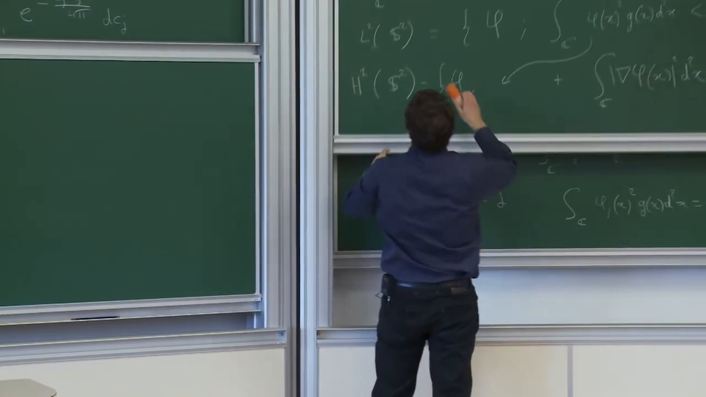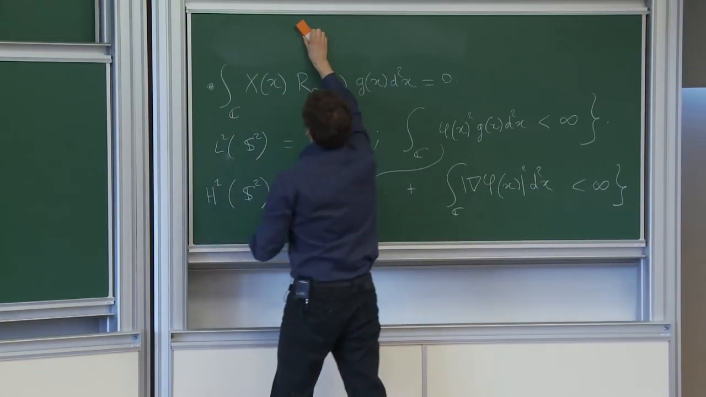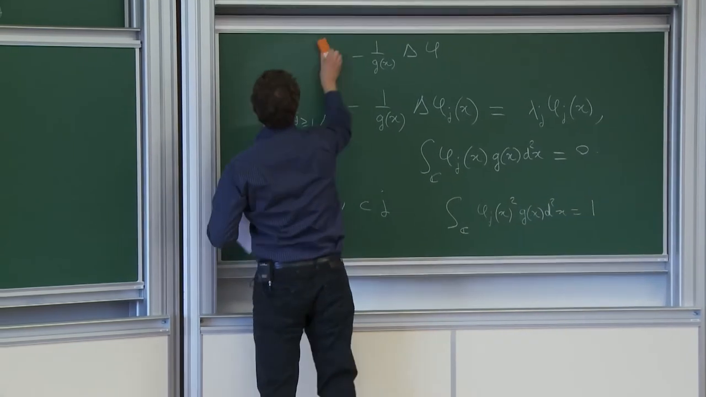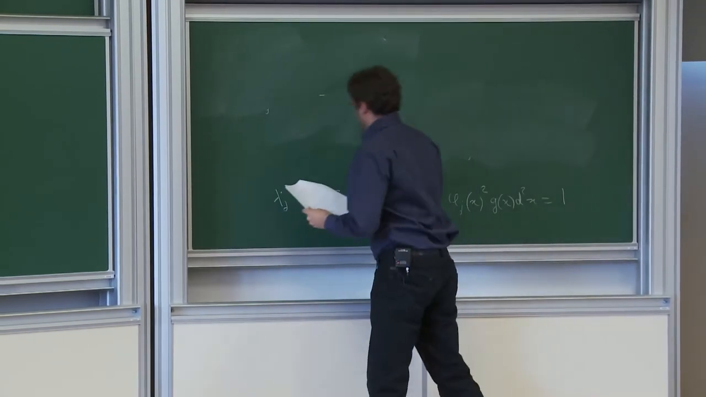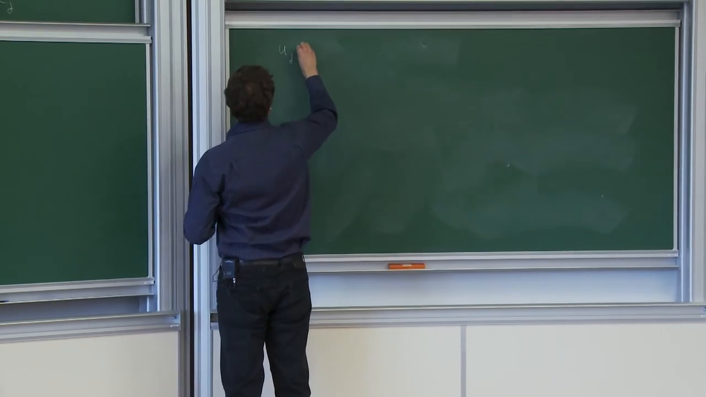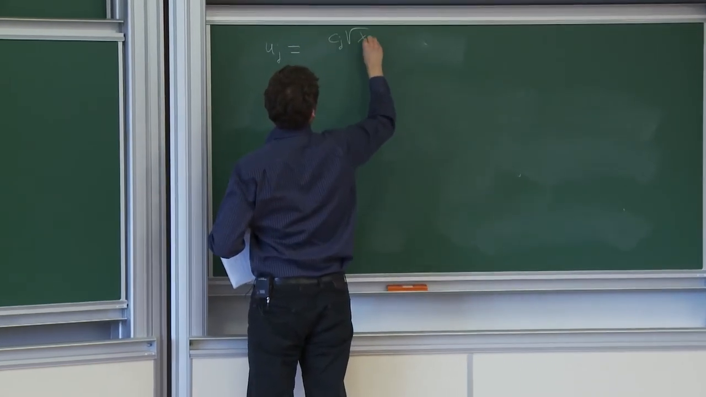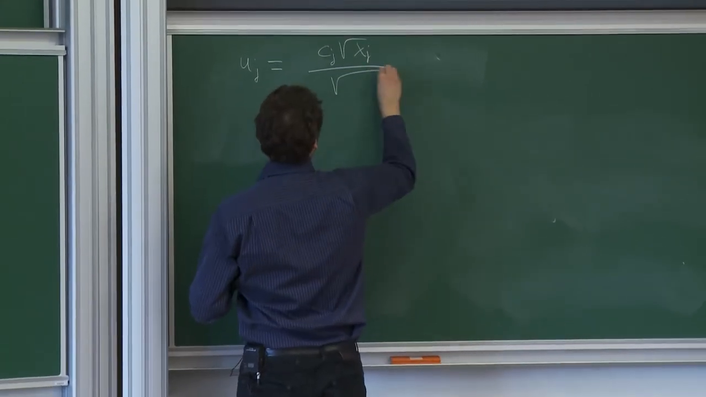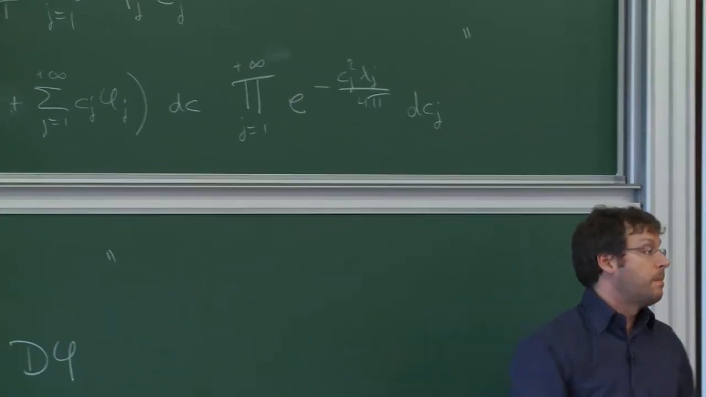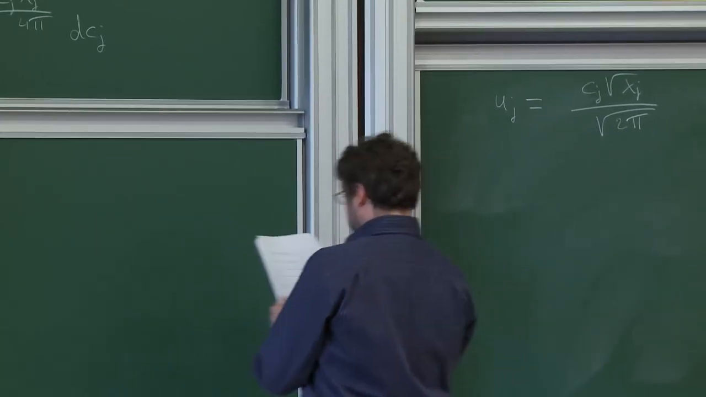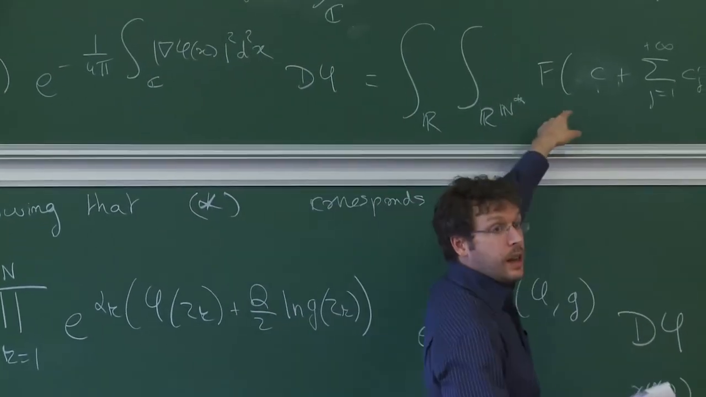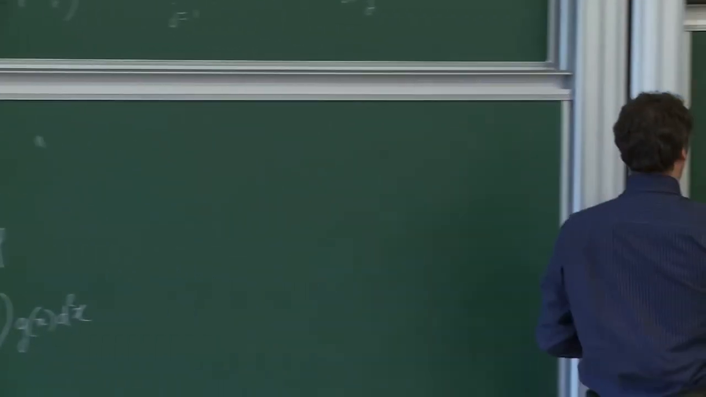So let me do a change of variable. Now I'm going to need actually this relation, so I think I'm going to keep this. So let me do a change of variable. Now if I do uj equals cj square root of lambda j divided by square root of 2 pi, and I plug in my change of variable in each of these guys, what do I get? I get that this guy here is equal to a constant.